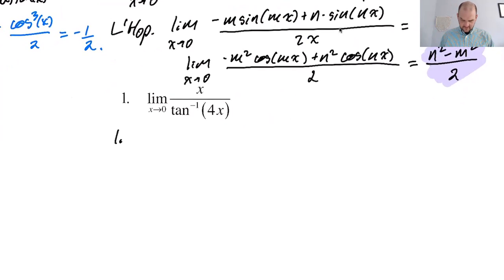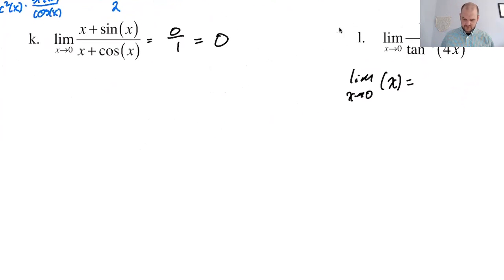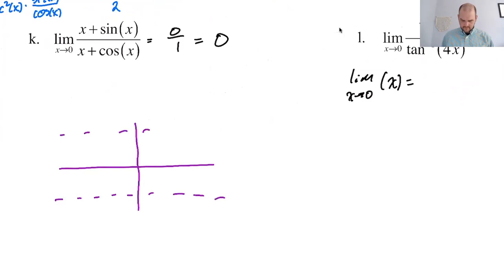the limit as x approaches 0 of x is clearly 0. The inverse tangent is a super useful graph to know. So actually, I'm going to put it over here in a different color, so it's not confused as part of that previous problem.